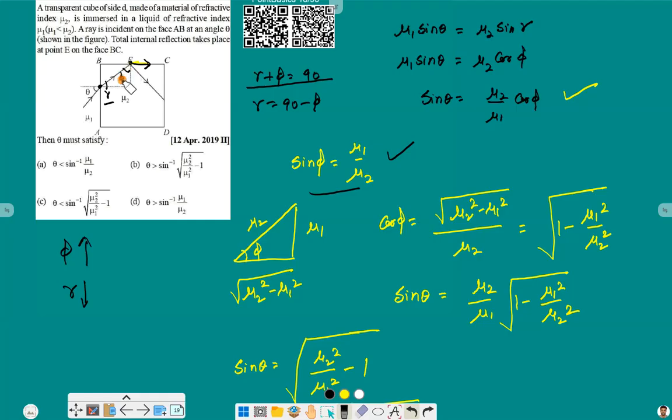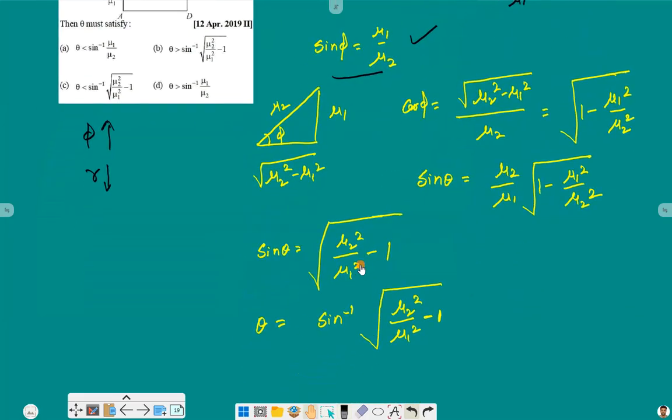So if we increase phi, then gamma will decrease, and from this relation if gamma decreases, with both mu1 and mu2 constant, then sine of theta also has to decrease, which means the value we have solved here for theta is the maximum value. Theta cannot go beyond this value, so theta must be less than sine inverse under root mu2 square by mu1 square minus 1, and that is satisfied in option C here. Now let's move to the next one.